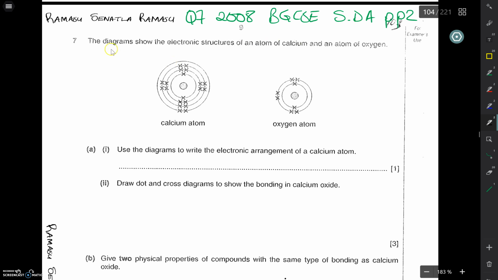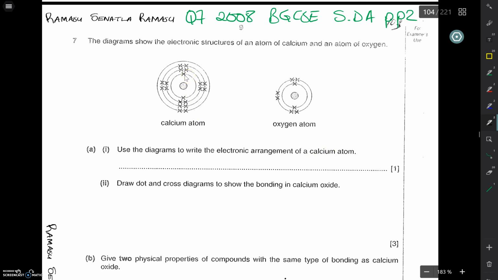The question says the diagram shows the electronic structures of an atom of calcium and an atom of oxygen. Part A1 says use the diagrams to write the electronic configuration, or the electronic arrangement, of a calcium atom.